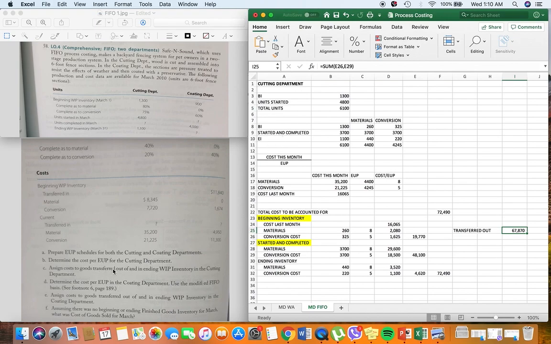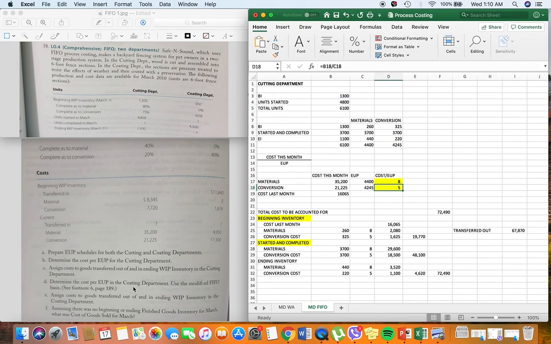So, let us answer the questions, no? So, for letter A, we have already prepared the EUP schedule for the cutting department and we'll be preparing the EUP schedule for the coating department later on. For letter B, we have to determine the cost per EUP for cutting department. So we have already done that. 8 for materials and then we have 5 for conversion.